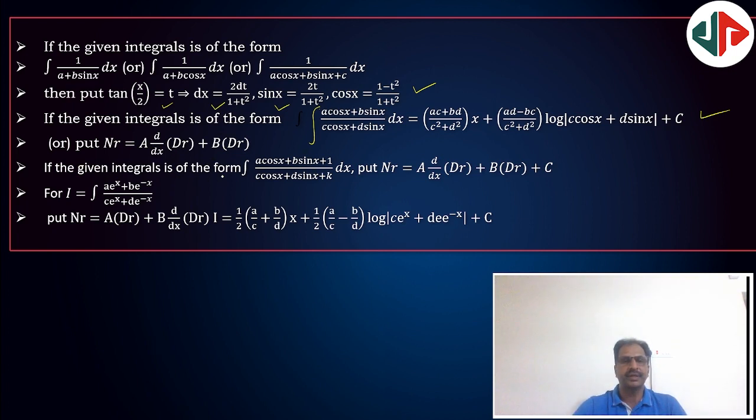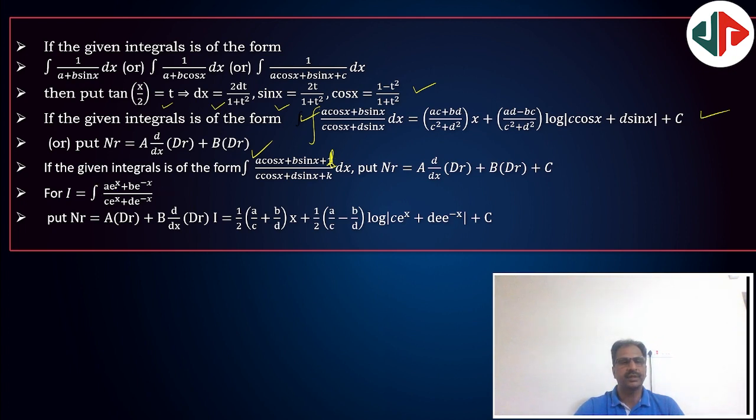Next, if given integral is of the form, observe the difference between these two. Here there are some constants. The difference between these two is the numerator and denominator have constants. In such case, put numerator is equal to a into derivative of denominator plus b into denominator plus some constant.